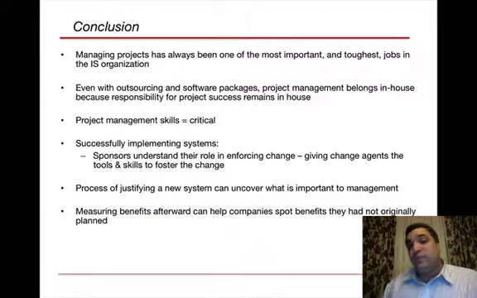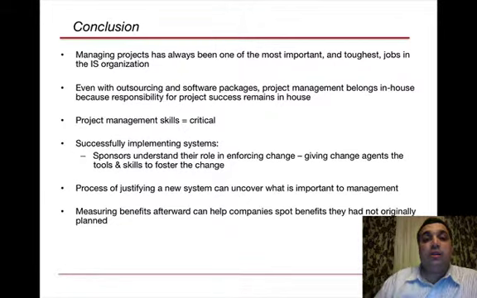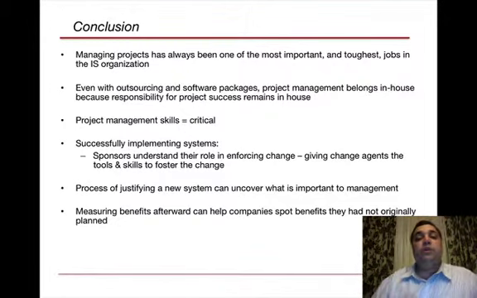So even with outsourcing and software packages, project management belongs in-house because you still have to manage these types of functions. Even if I have an outsourced application or outsourced developers, the same process has to apply internally. This is not something you can really outsource because it has to deal with negotiation with business users. Being able to manage these project management skills is absolutely critical. If you're going to successfully implement these things, you have to make sure all the sponsors and all the stakeholders are totally engaged in this.